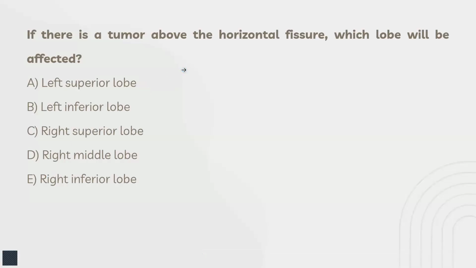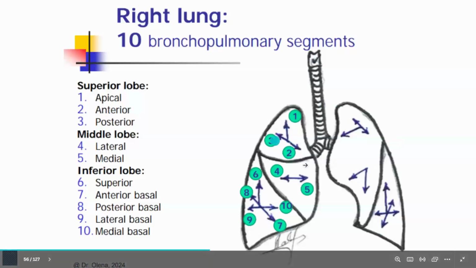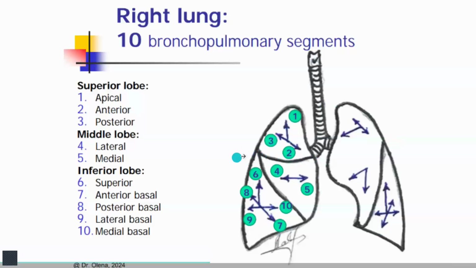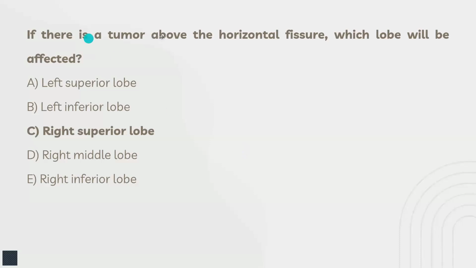If there's a tumor above the horizontal fissure, which lobe will be affected? The answer is C. So again, it's a basic recall question. But basically the right lung has two fissures. You have the horizontal fissure and you have the oblique fissure, okay? And the question is asking, there's a tumor above the horizontal fissure, which lobe will be affected?